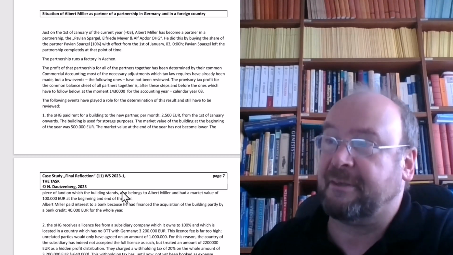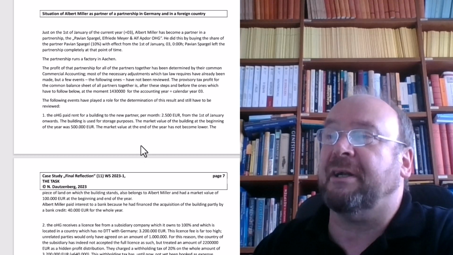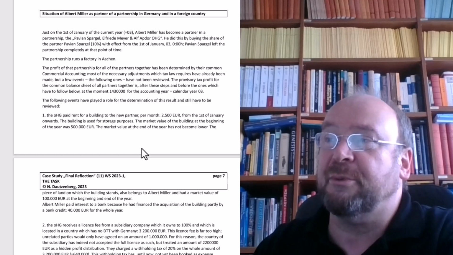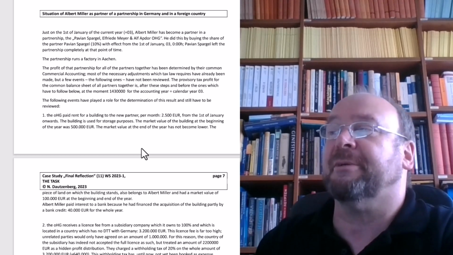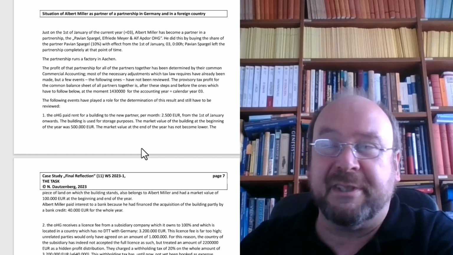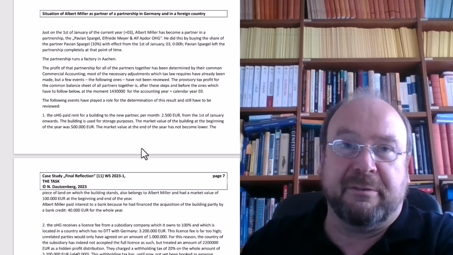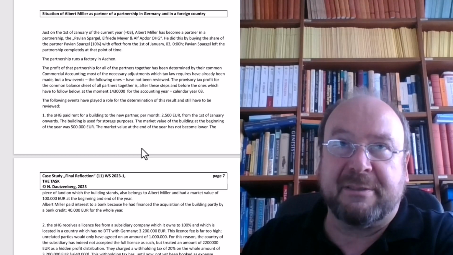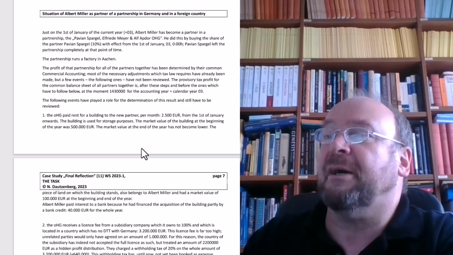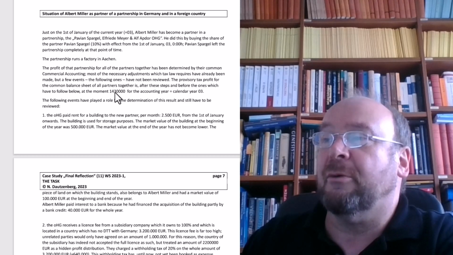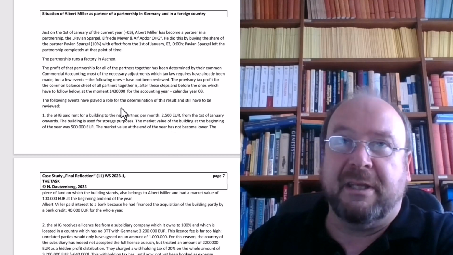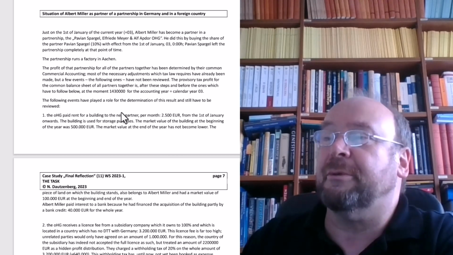The partnership runs the factory in Aachen, and the profit of that partnership for all of the partners together has been determined by the common commercial accounting. Most of the necessary adjustments which tax law requires have already been made, but a few single events have not yet been reviewed as to whether they can remain unchanged for tax purposes. So the provisory tax profit, which has been computed until now, amounts to 1,430,000 for the accounting year 03. The events which have not been finally reviewed were the following ones.